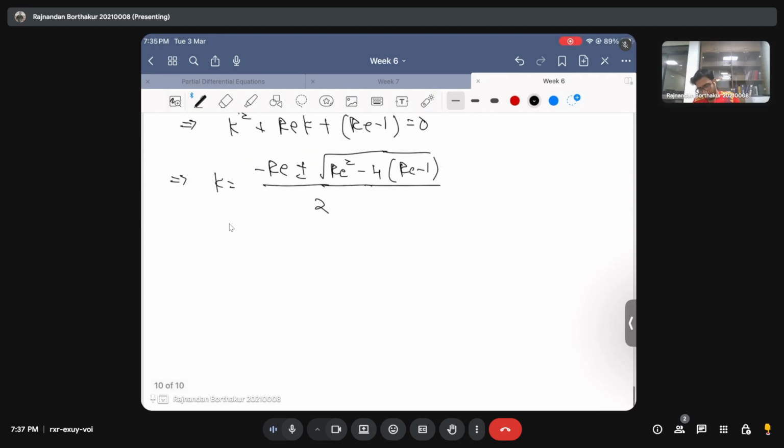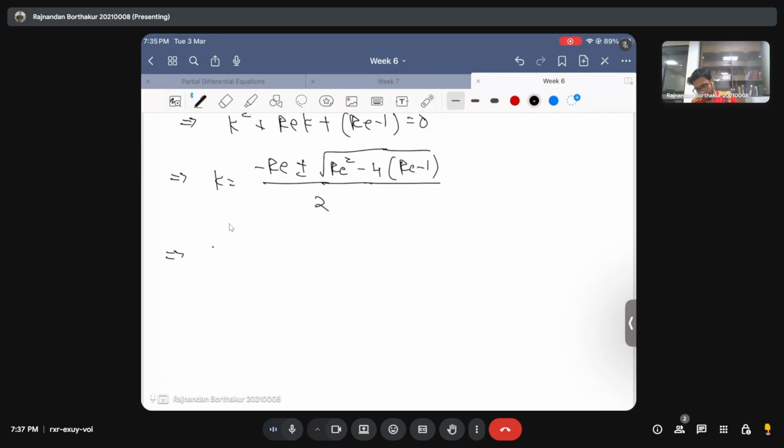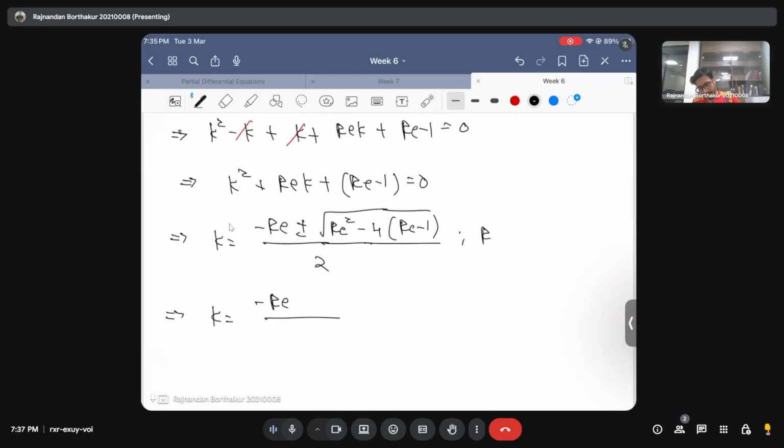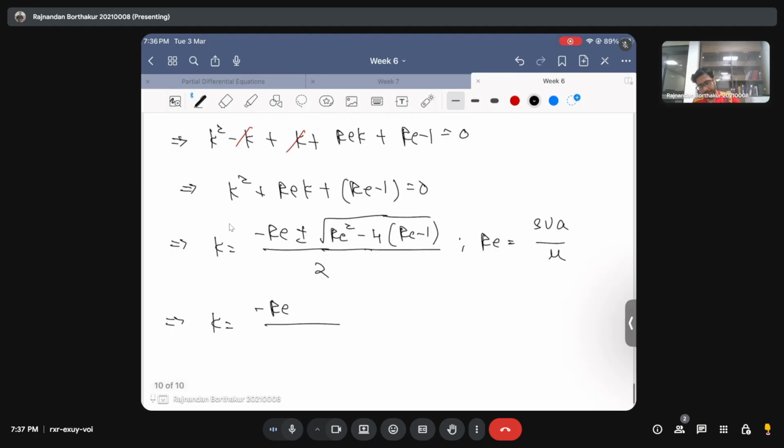Okay, so let's see what we get. Let's see the roots. So this is minus Re, where I hope you understand that Re is your suction Reynolds number, which is rho times u, the suction velocity, times a divided by mu. So this was your suction Reynolds number typically. Just keep this in mind. And this is just a non-dimensional number.